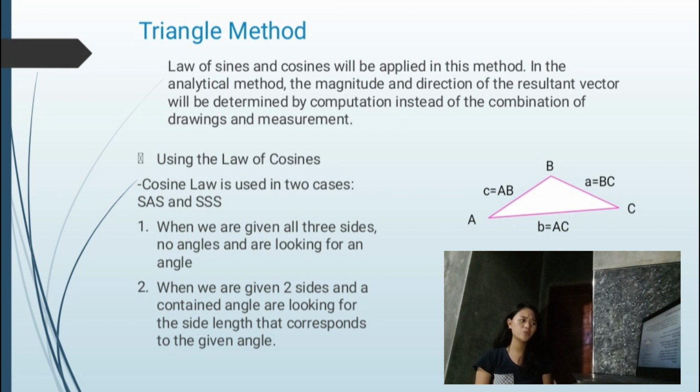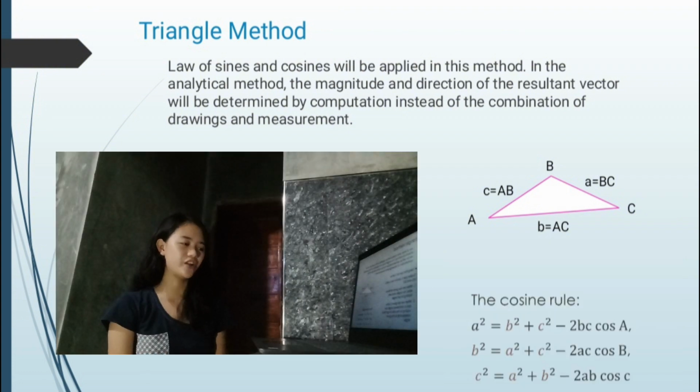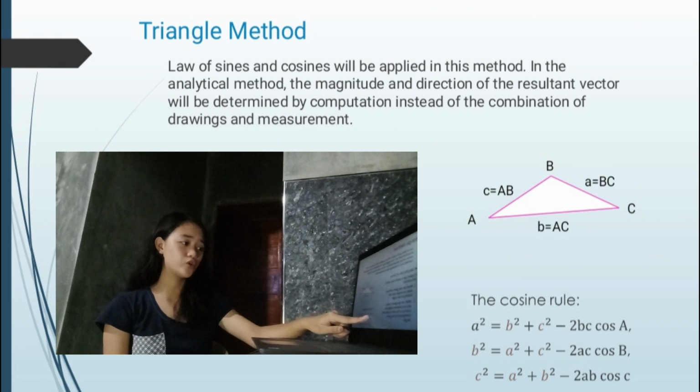SAS is when we are given two sides and a contained angle, and are looking for the side length that corresponds to the given angle. The cosine rule: A squared is equal to B squared plus C squared minus 2BC cos A. B squared is equal to A squared plus C squared minus 2AC cos B. C squared is equal to A squared plus B squared minus 2AB cos C.